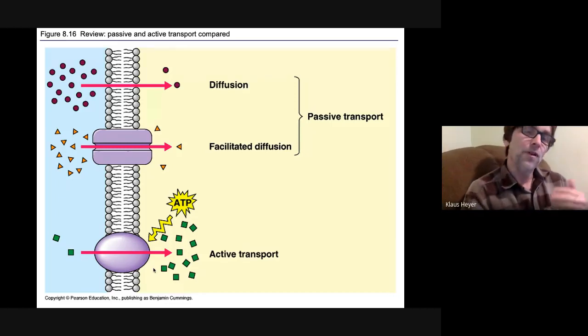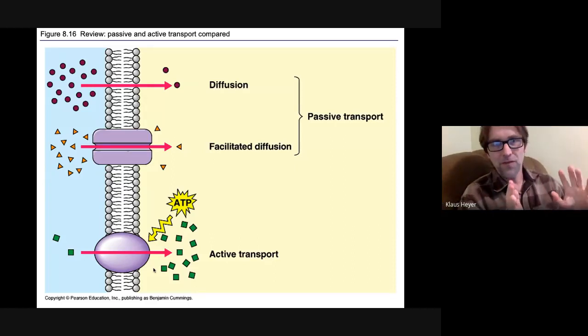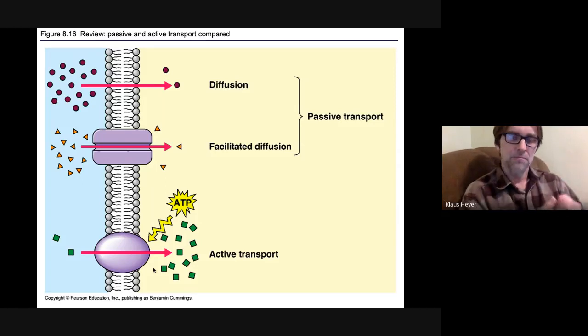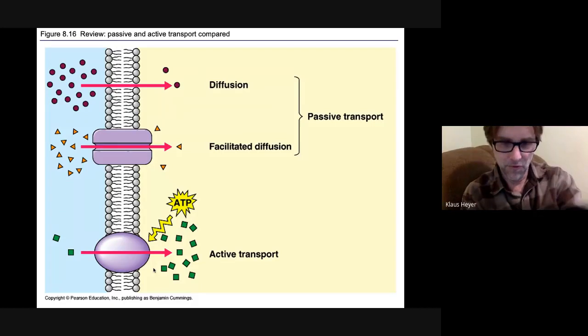So what is active transport? Active means you need energy. So the word active means energy. But we're going against the concentration gradient, or against diffusion.